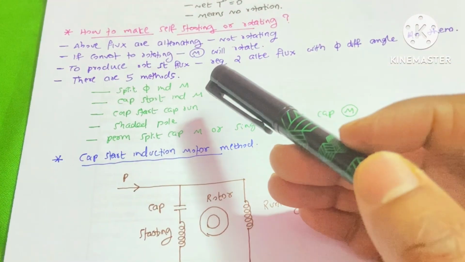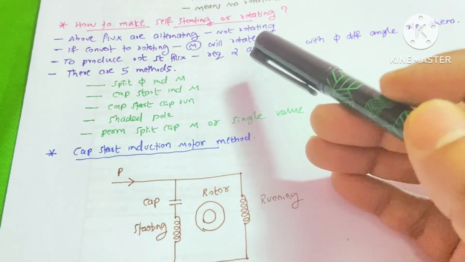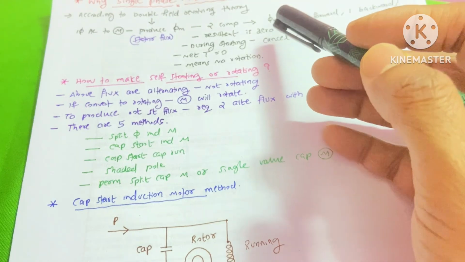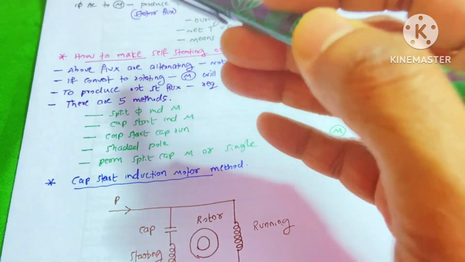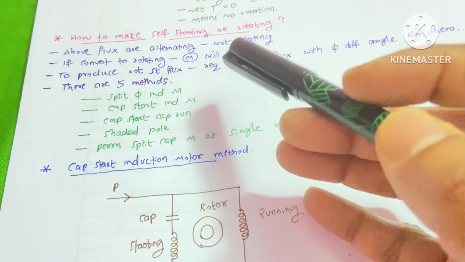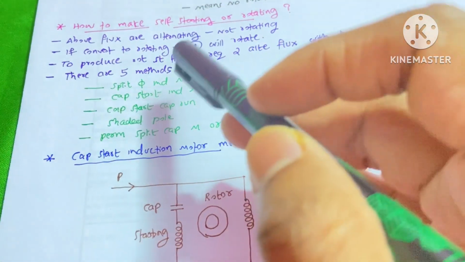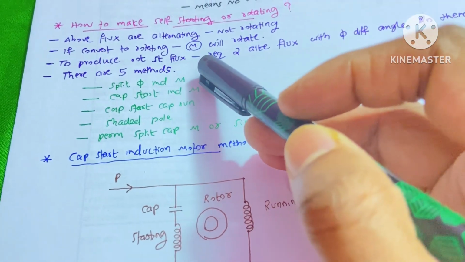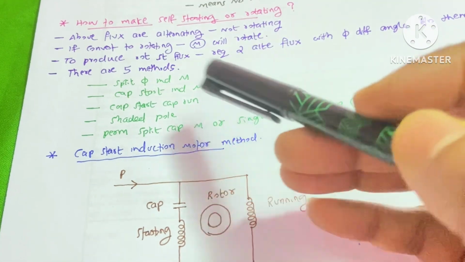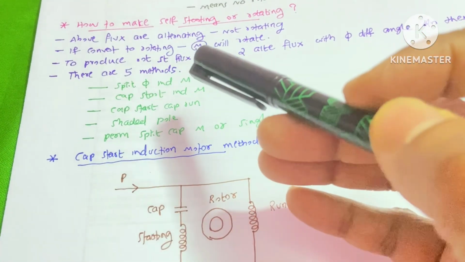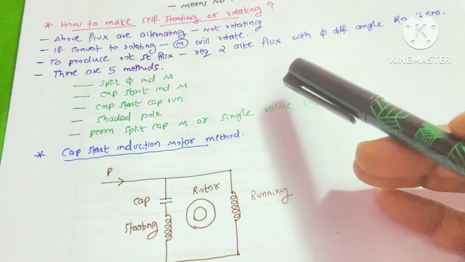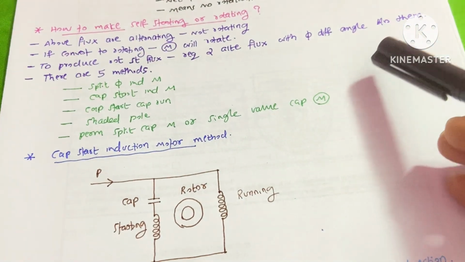And how do we make a single phase motor self-starting, or how can we rotate the motor? I explained above the stator flux. This flux is actually alternating, not rotating. If we convert this alternating stator flux to a rotating one, then the motor will rotate. Then how do we make it rotating? To produce the stator flux as a rotating one, we require two alternating fluxes with a phase difference angle between them.